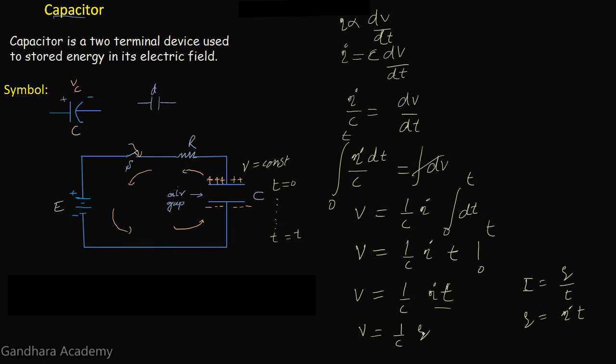Now we can rearrange this equation in the form Q equal to CV, where Q is the charge on the capacitor, measured in coulombs, and C is the capacitance of a capacitor, and V represents the potential difference across the capacitor.